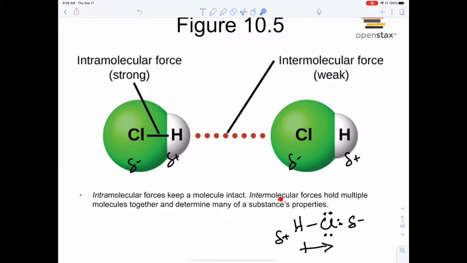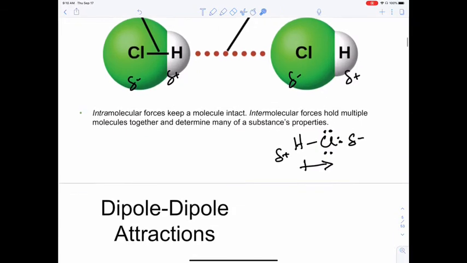And so intermolecular forces hold multiple molecules together. If we put lots of energy into this system, we would overcome this attractive force because it's, relatively speaking, weak compared to the very strong force holding the hydrogen and chlorine together.